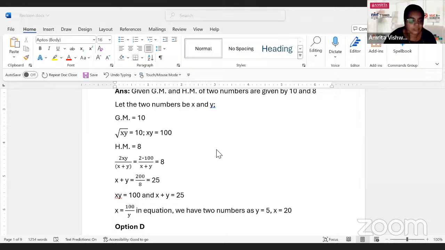Okay, I think there are queries in the chat box related to the means also. What is geometric mean, harmonic mean? I think you have studied this in the chapters.